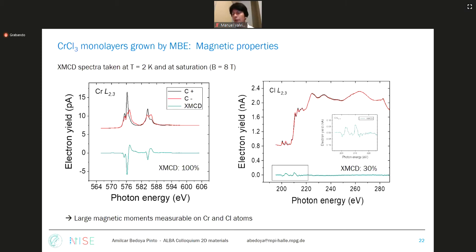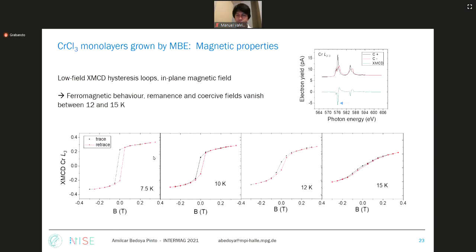But what we would like to see is whether this sample is ordered ferromagnetically, so we did this XMCD as a function of field, the so-called hysteresis loops. And what we found out here is that, due to the large XMCD signal, we could resolve very nicely the hysteresis loop at different temperatures. And we have seen that between 12 and 15 Kelvin, the material undergoes a magnetic phase transition. This is very typical of a ferromagnet, and you have the nearly vanishing of remanence and coercive field at these temperatures.